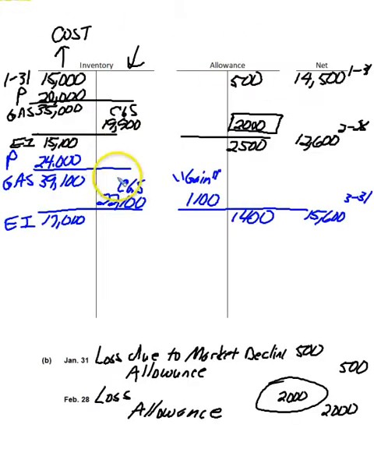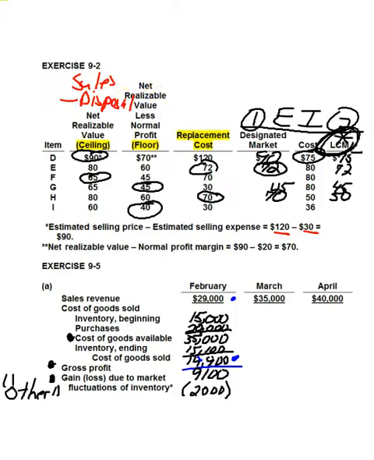So let's go back and look at, well, where is the cost of goods sold? Where is this gain going to get reported on the income statement this time? Okay, so March has sales of 35,000.